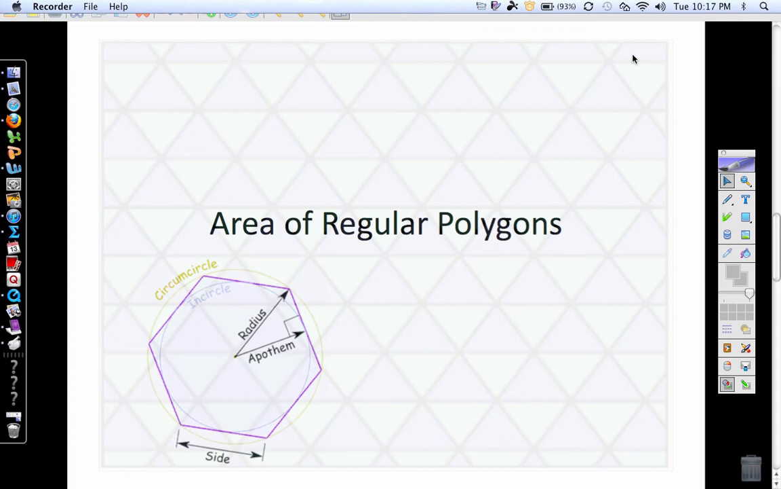Alright, today's lesson is going to be on finding the area of regular polygons. Remember that regular polygons are polygons that are all the same side lengths and all the same angles.